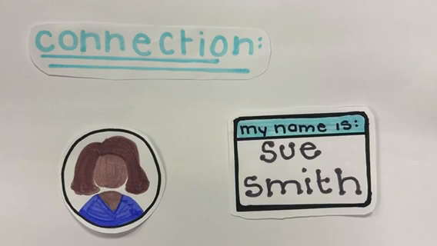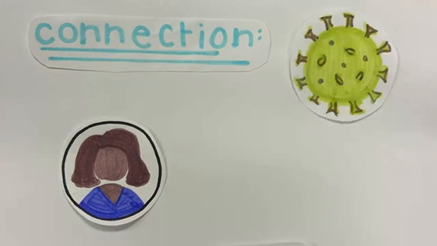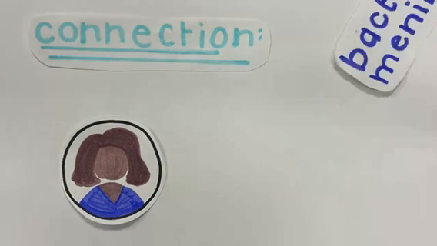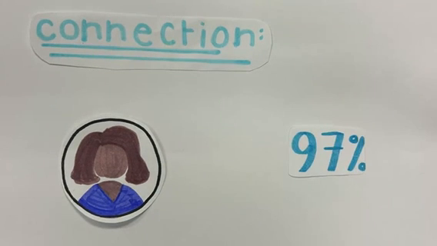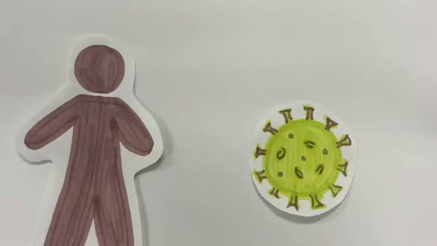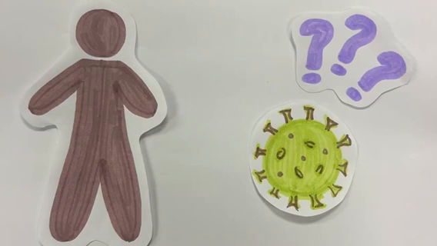This is Sue Smith, and recently she had a dorm outbreak of a virus. Blast testing confirmed this was bacterial meningitis. However, it only had 97% accuracy, and this is not good enough. So, with ELISA testing, we'll be able to figure out with 100% accuracy which virus is in the body.